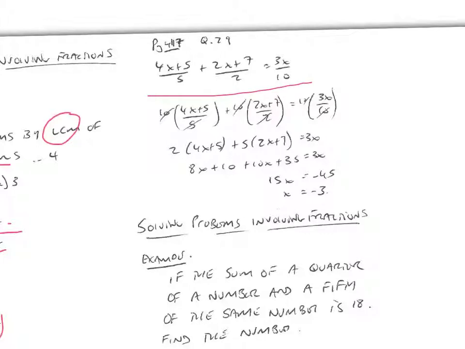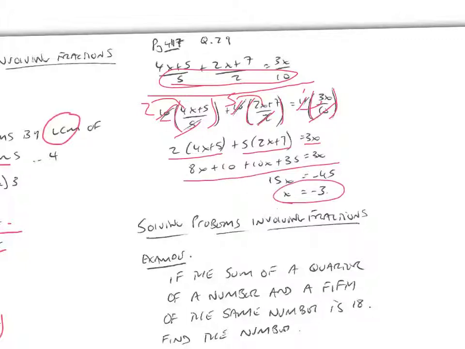Look at this problem here, page 417, question 29: 4x plus 5 over 5 plus 2x plus 7 over 2 equals 3x over 10. So 10 is the lowest common multiple of those 3, so multiply every term by 10. Do unto one as you do unto the others, which keeps the equation balanced. Cancel out: that goes in twice, that goes in 5 times, that goes in once. So 2 times that is there, 5 times that is here, and 1 by 3x is there. Multiply those out, x equals minus 3.